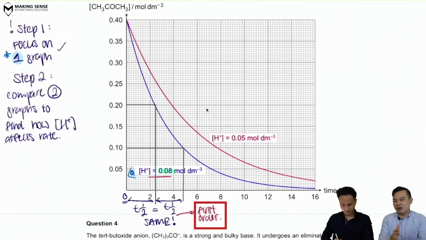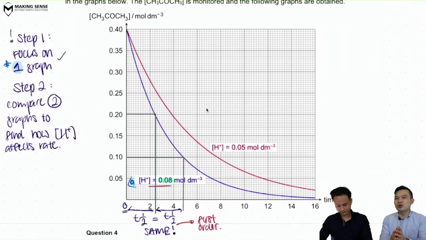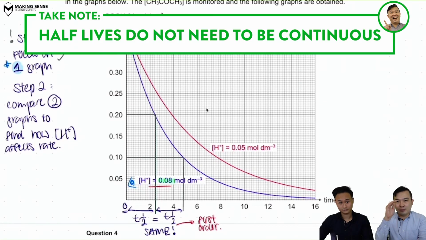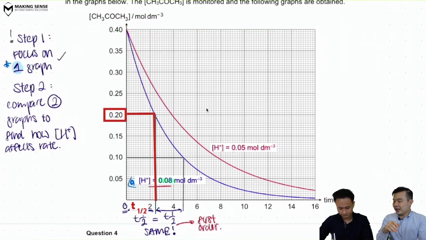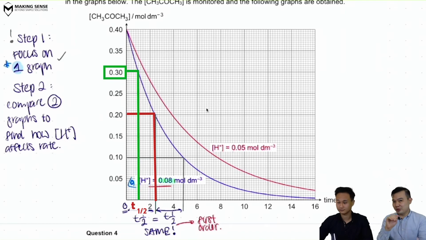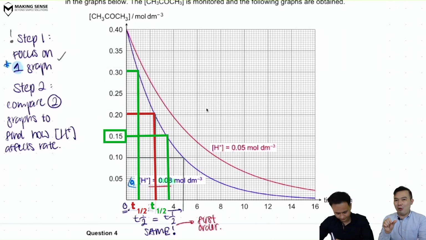They might truncate your graph in a very awkward position. So my point over here is that your half-lives do not need to be continuous. It doesn't need to be 0.4, 0.2, 0.1. In fact, if you want, you can do 0.4 to 0.2. And you can also do 0.3 to 0.15. No problem. The t-half will always be the same. If you don't believe me, you can try it on your own.